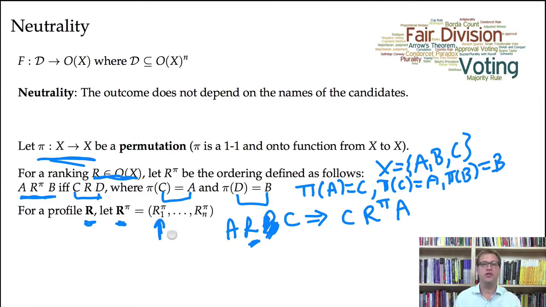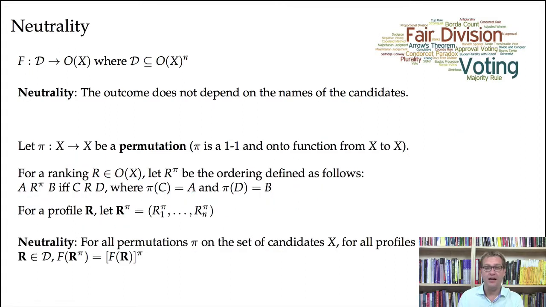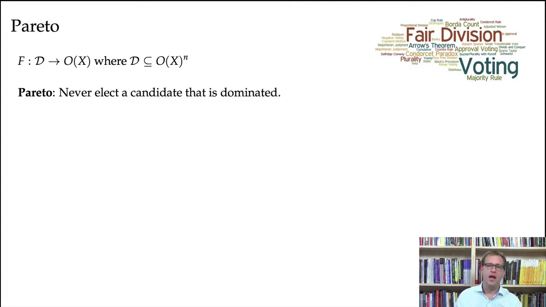Now, neutrality just means for all permutations pi on the set of candidates, if I first permute the candidates in each relation in the profile, and determine what ranking is associated with that new profile, that should be exactly the same as first trying to figure out which ordering is associated with the original profile, and then permuting all of the candidates. So that's what neutrality is. And finally, we have Pareto, or unanimity.